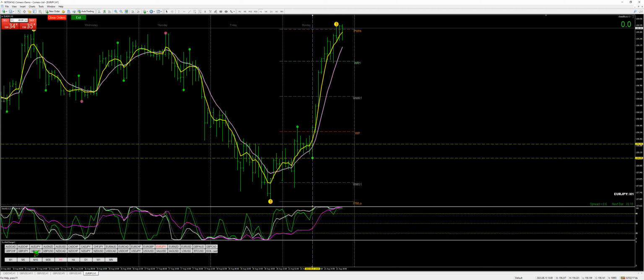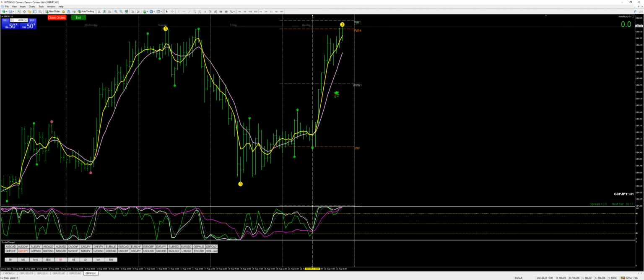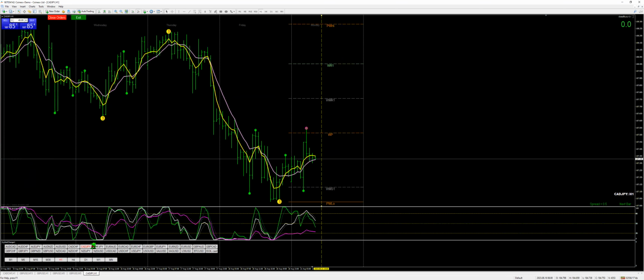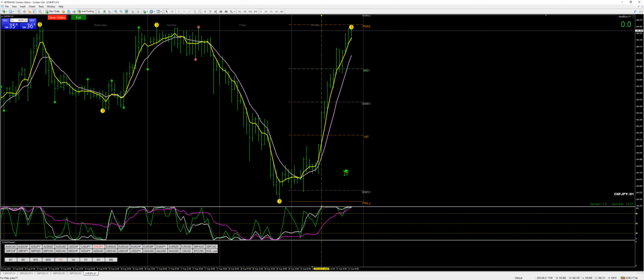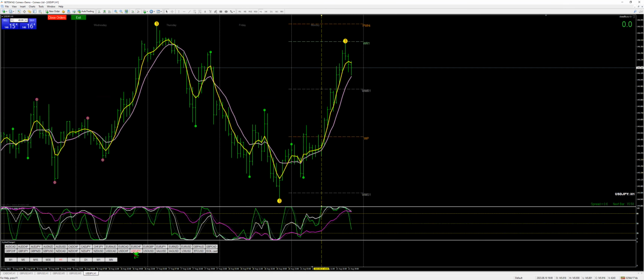Pound yen did the same thing. Aussie yen we already looked at. CAD yen, same thing, but there was no formation. Swiss yen, no formation. What else do we have? NZD yen, no formation, and USD yen, no formation. So those are the trades for today.